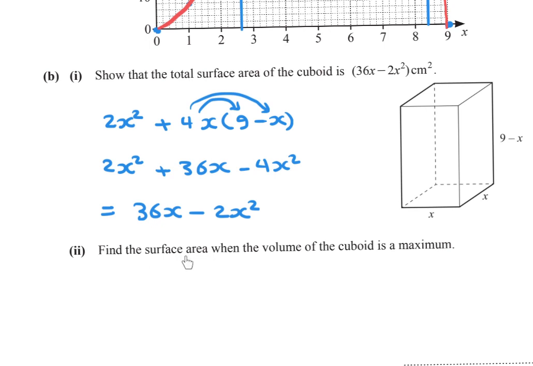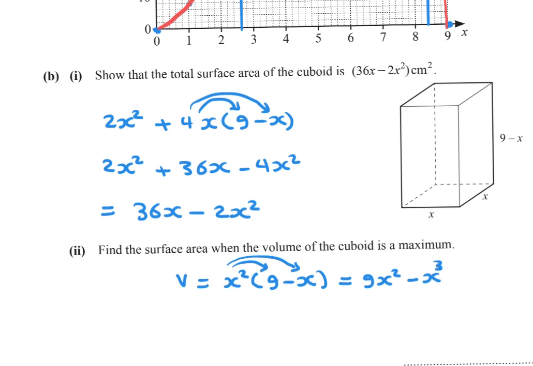Part (ii), find the surface area when the volume of the cuboid is a maximum. Volume of the cuboid equals x squared times (9 minus x). If we expand, x squared times 9 is 9x squared, and x squared times negative x is negative x to the power 3.